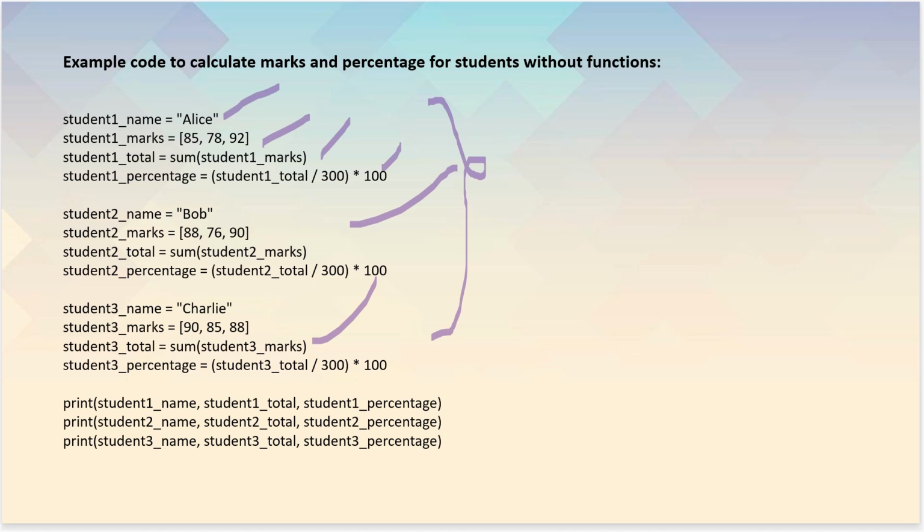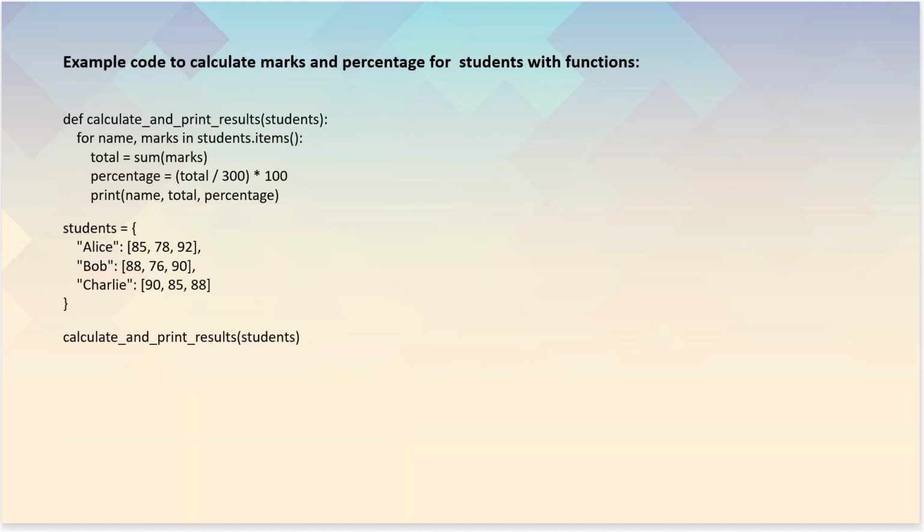Let's write the same code using functions. In this, we have initialized a function called calculate and print results, and we are providing students as its parameter. In this, we use a for loop, and it will iterate for each and every student to calculate their marks, percentage, and to print. And outside this function, we are providing parameters of individual students, and we are calling the function here. Now let's compare both of them.